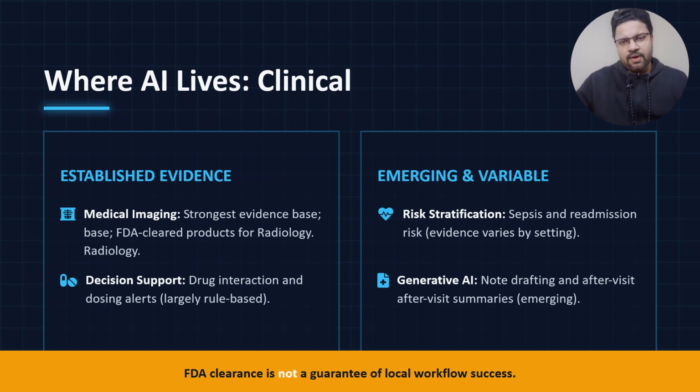We have moved from the foundational vocabulary to practical applications. So, medical imaging has the strongest evidence base, with FDA-cleared products for radiology. Decision support, like drug interaction alerts, is also well established, often through rule-based workflows. However, emerging areas like risk stratification for sepsis or readmission show variable evidence. Generative AI for note drafting is also being widely used these days.